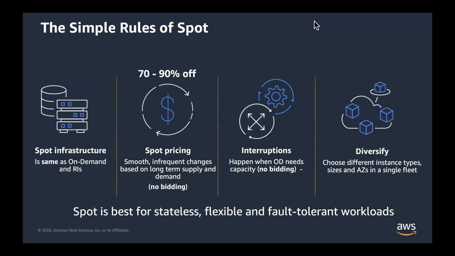Now, you're probably thinking, what's the catch? It sounds too good to be true. Well, Spot is an interruptible service. If we have a spike in requests in our on-demand space, AWS reserves the right to reclaim that capacity in the Spot market with a 2-minute notification. And that's why you see here at the bottom that the best workloads for Spot are fault-tolerant, flexible, and stateless.